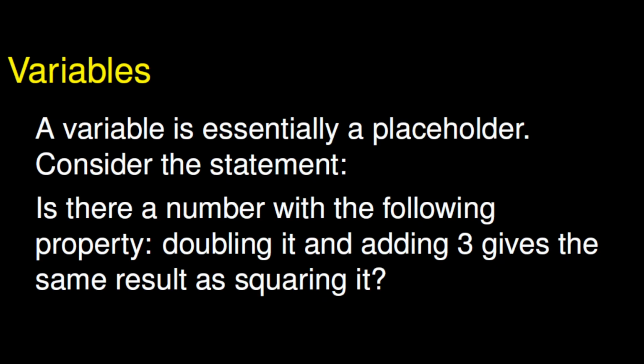Keep in mind that variables are the first stepping stones of abstract mathematics. They enable us to build the abstraction layer essential to manipulating complex mathematical objects. A variable is essentially a placeholder. To illustrate this, consider asking this question. Is there a number with the following property: doubling it and adding 3 gives the same result as squaring it?